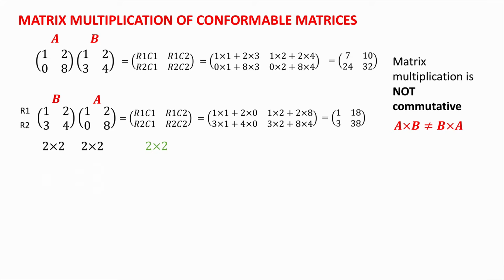Now let's look at another example. I have a 2 by 3 matrix multiplying a 3 by 1 matrix. So then my result will be a 2 by 1 matrix.